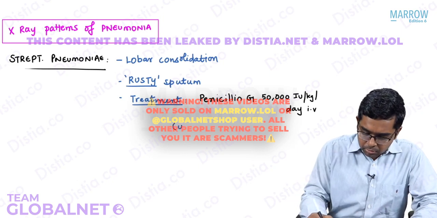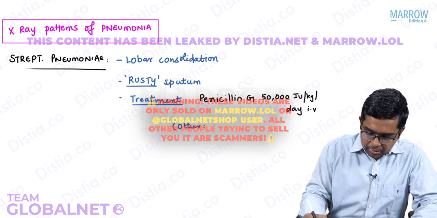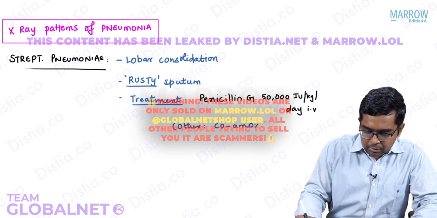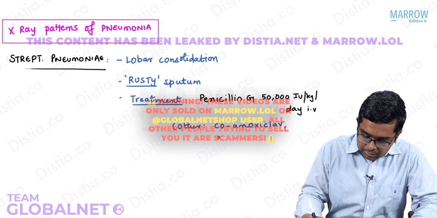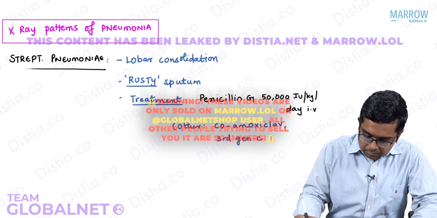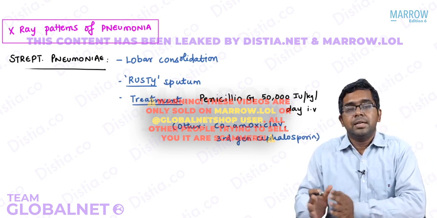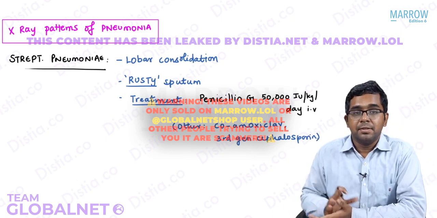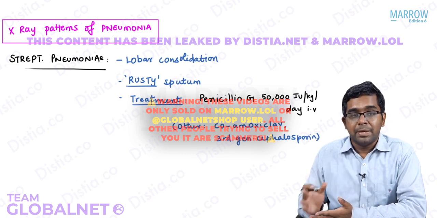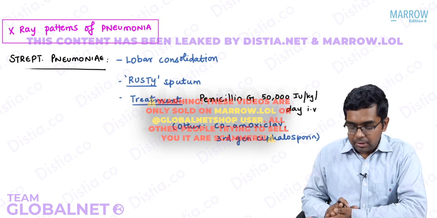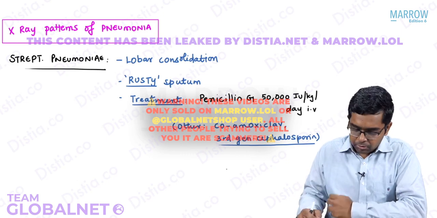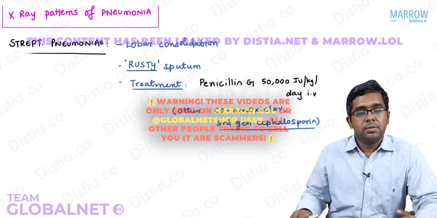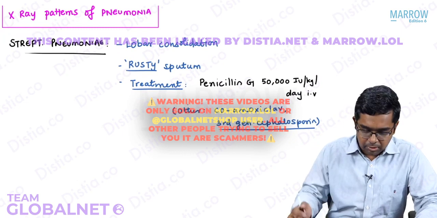The other common antibiotics which can be useful in the management are co-amoxiclav, that is amoxicillin and clavulanic acid, and next one is third generation cephalosporin. Please remember that in many clinical settings nowadays, because of increasing resistance reported by Streptococcus to penicillin, the common antibiotic which we are using is third generation cephalosporin. The typical examples would include ceftriaxone or cefotaxime. So these are some of the important points for Streptococcus pneumoniae.